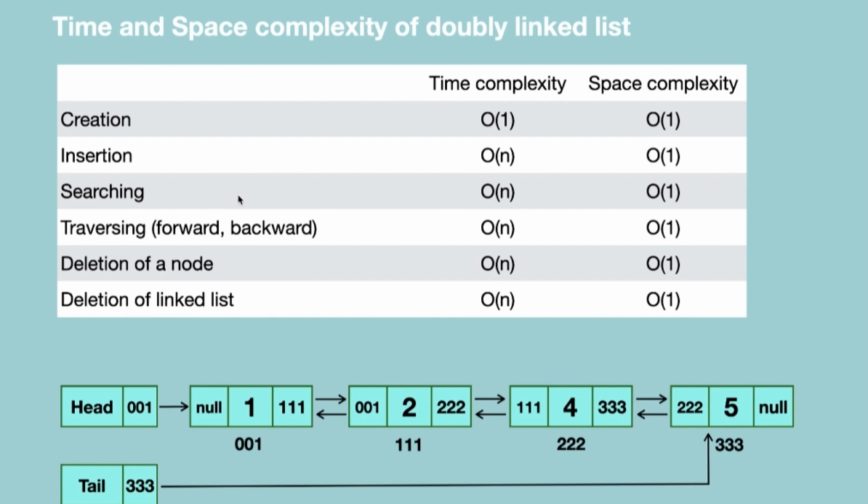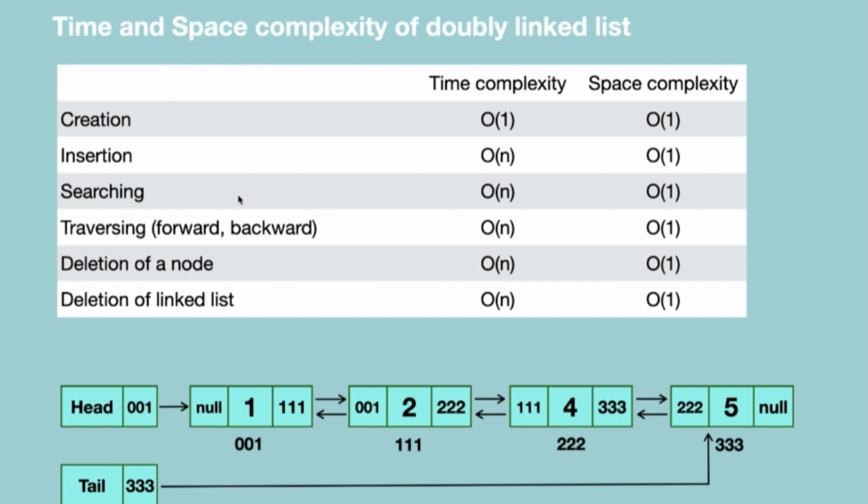Now the next operation is traversing. We know that we can traverse through double linked list forward and backward. Both these operations take O(n) time complexity because in this case we are visiting each and every node of double linked list and printing their value. In the first case we are starting from head to tail, and in the second case in which we are traversing backward, we are starting from tail to head. In both cases we are visiting each and every element of double linked list and printing their value. This means that this operation is O(n) time complexity. Now the space complexity is O(1) because here an additional memory is not required to perform traversing.